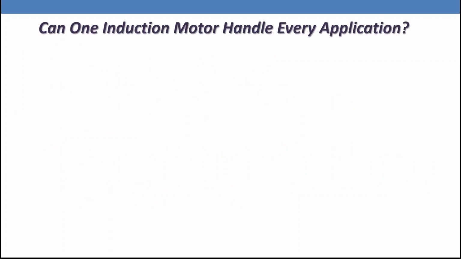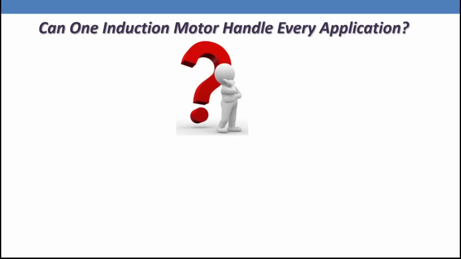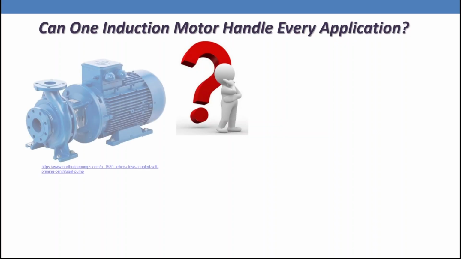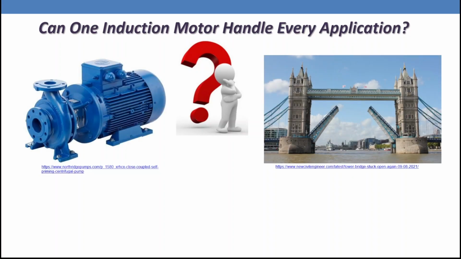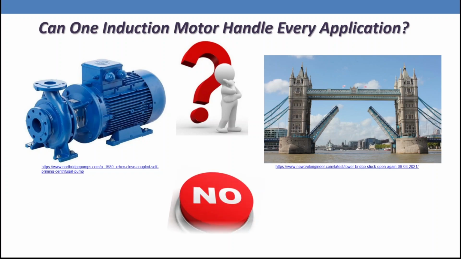Let us ask ourselves this question. Can one induction motor handle every application? I'm not speaking here about the power. Definitely, one application requires something like 5 horsepower, another requires 100 horsepower. I'm speaking here about the application nature. For example, I have here a mechanical pump, and another example, a rotating bridge. Can I use one induction motor here and there, assuming we have the same power? The answer is definitely no. One motor is suitable for the pump, another motor is suitable for this rotating bridge. And this is why we have different design classes.